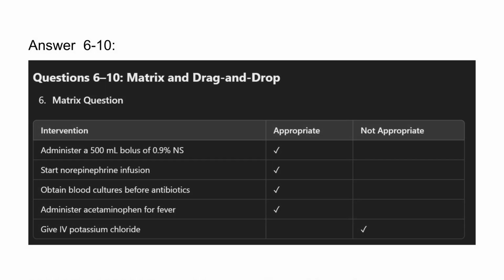Questions 6 to 10, matrix and drag and drop. Matrix question: intervention, appropriate, not appropriate. 1. Administer a 500 mL bolus of 0.9% NS, appropriate. 2. Start norepinephrine infusion, appropriate.